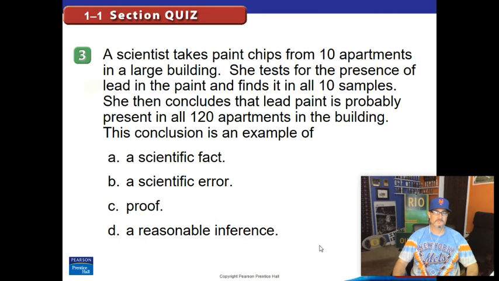So first of all, ask yourself this. Has she tested all 120 apartments? No, she has not. So it can't be fact. And it also can't be proof. All right. Scientific error, we don't know yet. I mean, you would have to test all 120 apartments to find out if it's an error. It's an inference. Remember, an inference is based on previous experience or previous observations. She's made previous observations and she has that experience, so she can make an inference. Okay.